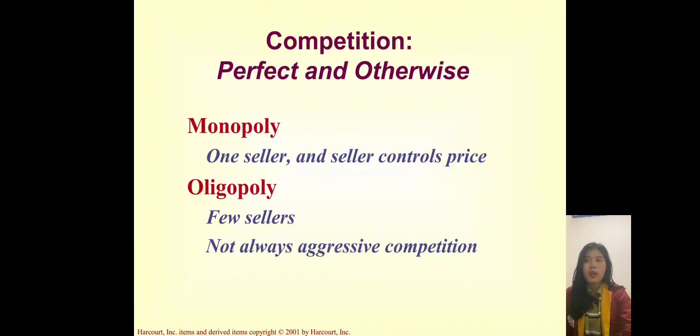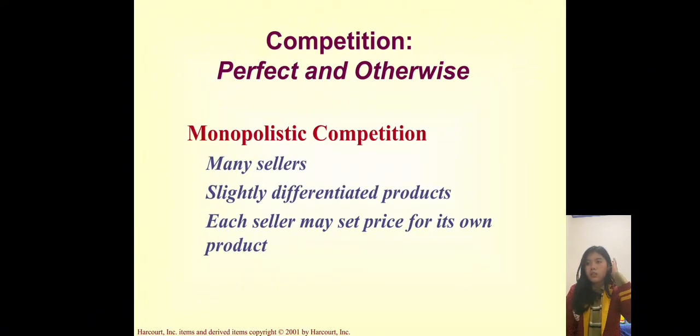Competition, perfect and otherwise. 1 is monopoly. One seller, and the seller controls price. 2 is oligopoly. Few sellers, not always aggressive competition. Monopolistic competition. Many sellers, slightly differentiated products. Each seller may set the price for its own product.